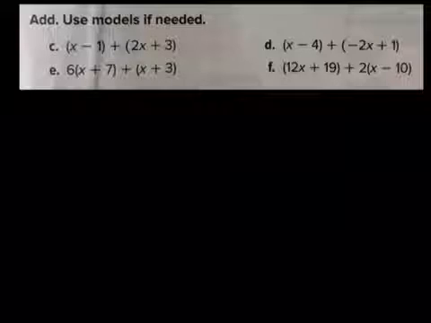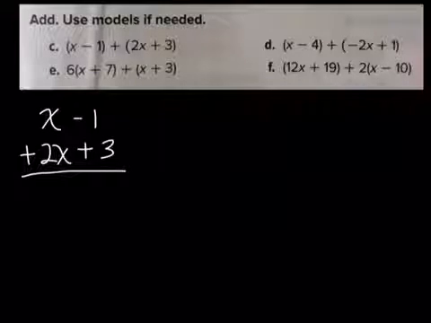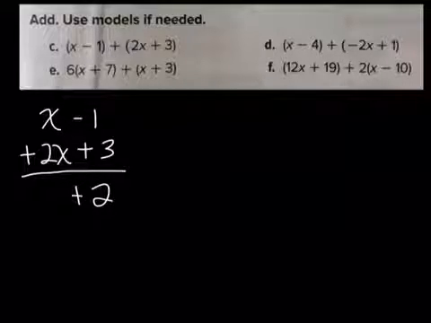Pause now. Okay, for C, I've aligned them. X minus 1 plus 2x plus 3. There it is. -1 plus 3, it's going to be 2. Okay, so it's a positive 2. And then x plus 2x is 3x.